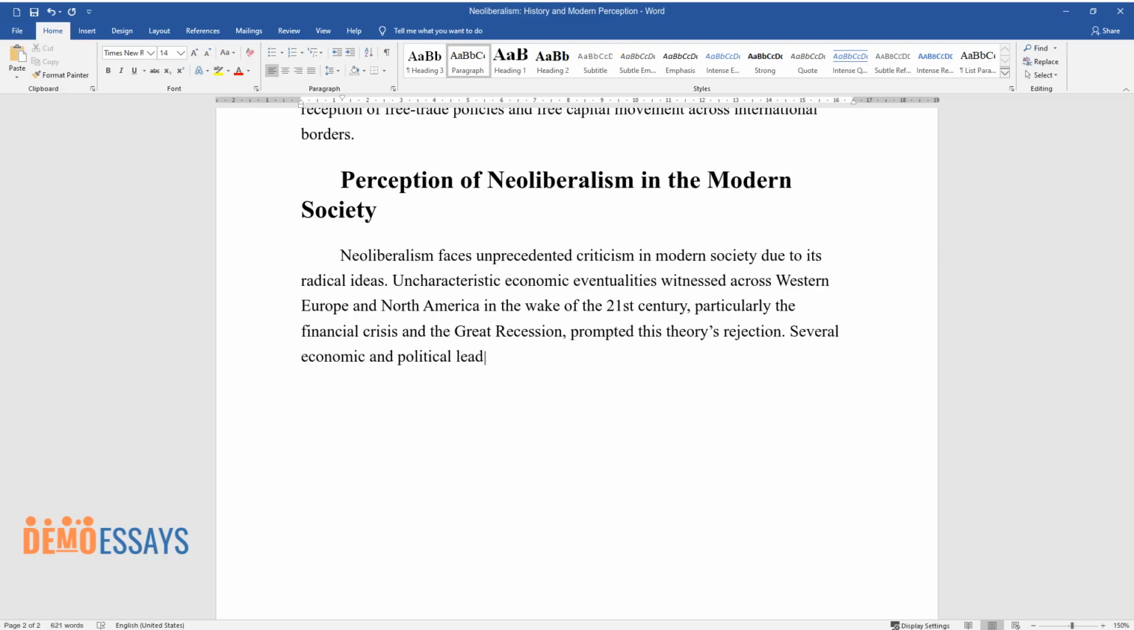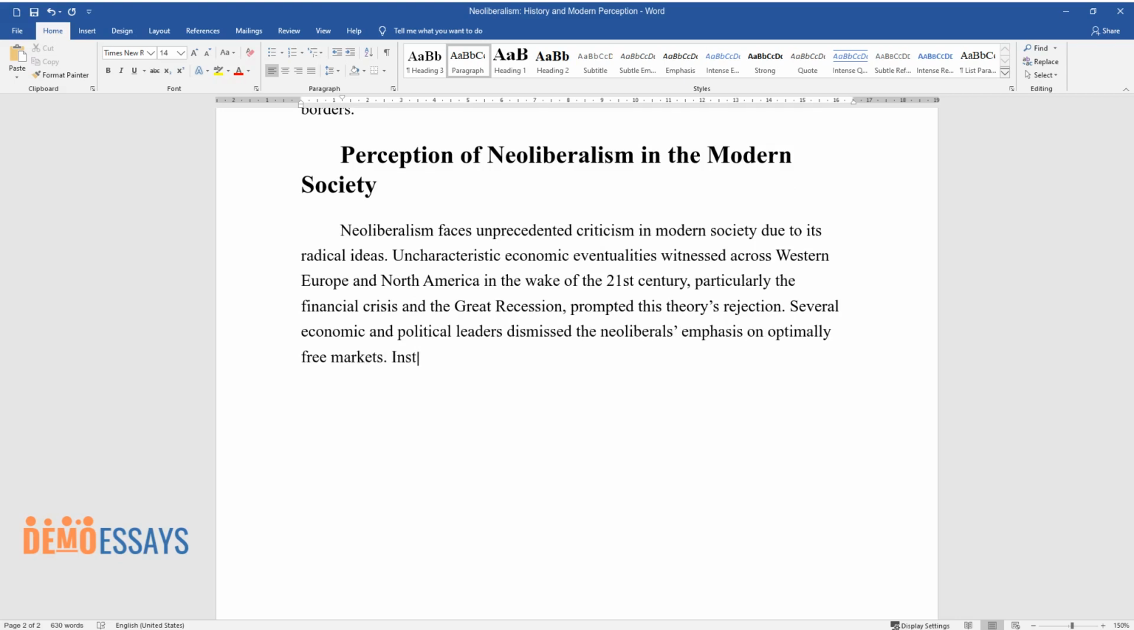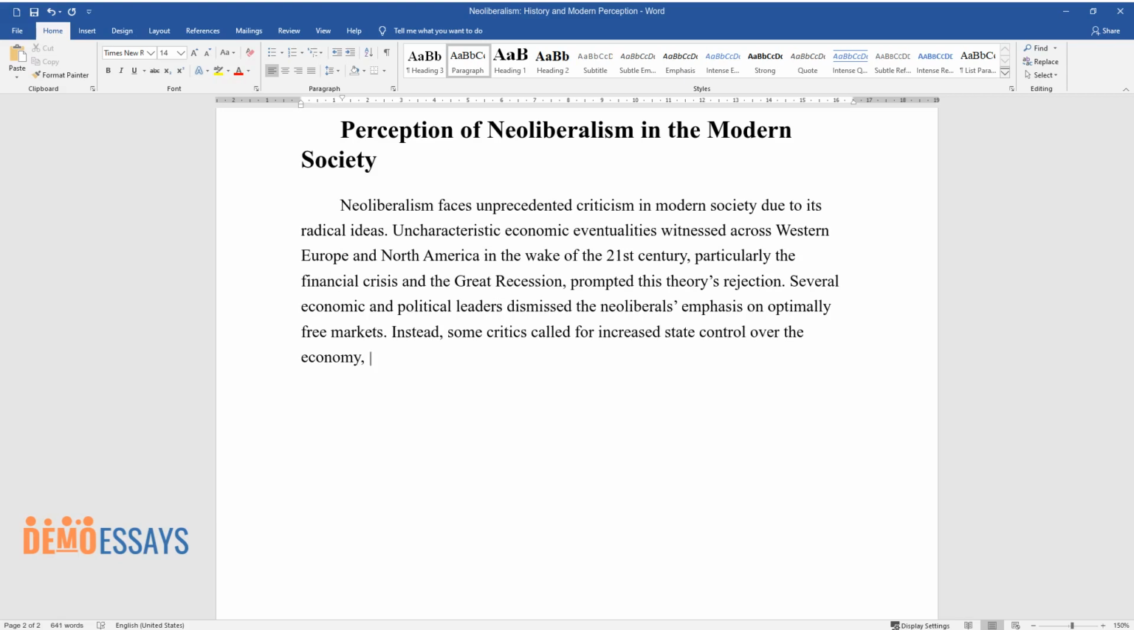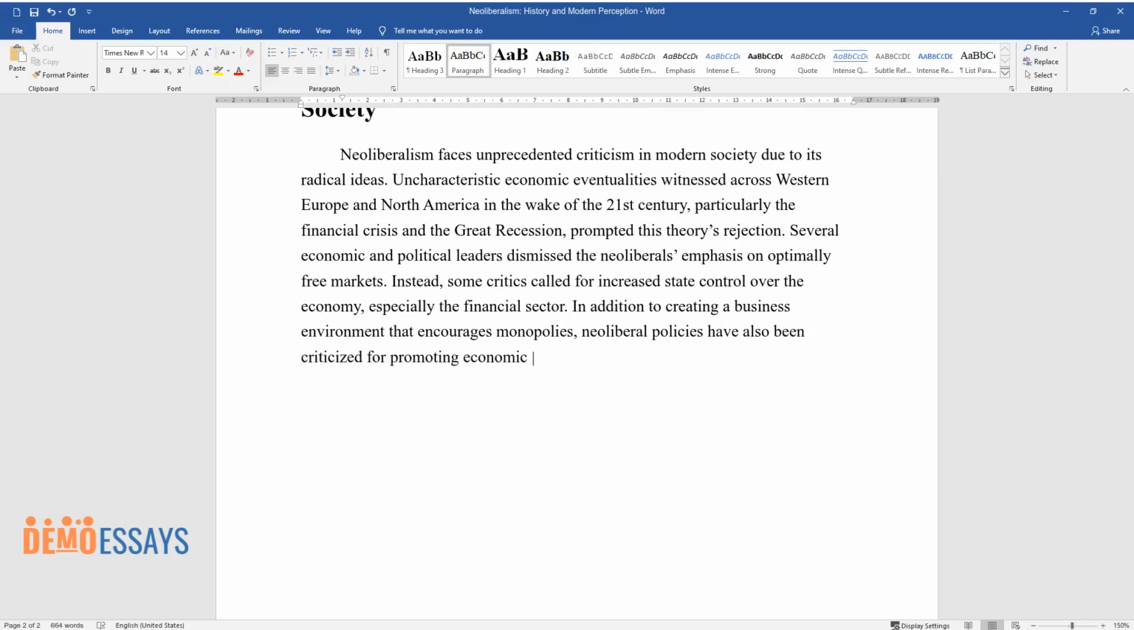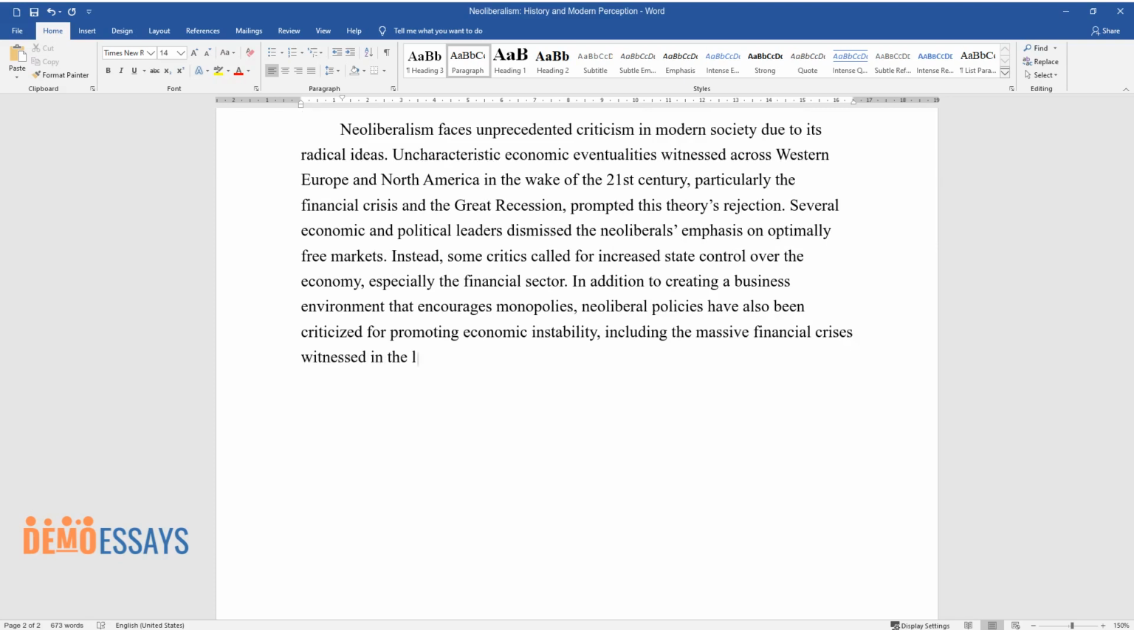Several economic and political leaders dismissed the neoliberals' emphasis on optimally free markets. Instead, some critics called for increased state control over the economy, especially the financial sector. In addition to creating a business environment that encourages monopolies, neoliberal policies have also been criticized for promoting economic instability, including the massive financial crises witnessed in the last decade.